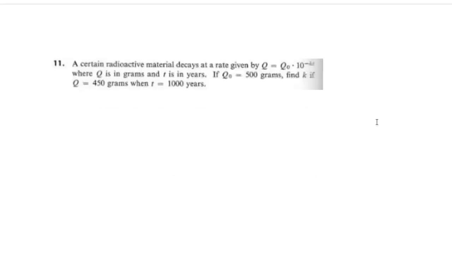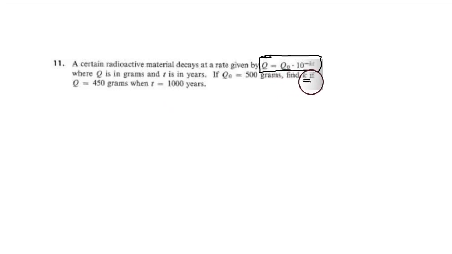Number 11, a certain radioactive material decays at a rate given by this equation. We're told Q is being measured in grams and T is in years. If Q sub 0, meaning the starting quantity, is 500 grams, find the value of K if Q is 450 grams after 1,000 years. Because this material is radioactive, as time goes by, some of the mass is converted into energy, and so the substance is reducing in mass as time goes by. After 1,000 years, apparently it has changed from 500 grams into 450 grams. That lost amount of weight has changed into energy over those 1,000 years.